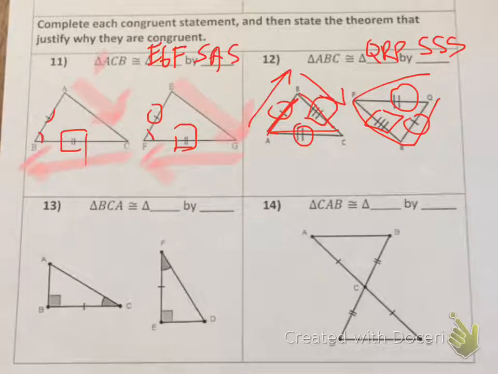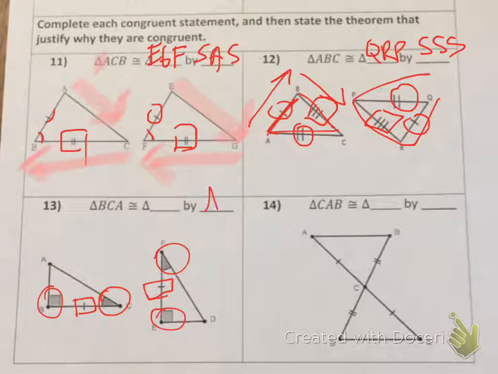Okay, next one. I have an angle marked congruent to an angle, a side marked congruent to a side, and a third angle marked congruent to a third angle. So that's angle, side, angle. Then I just have to check my congruence. So I go B, C, A: from right angle to pointed angle to the angle that's not marked at all. That order is going to be E, F, D.